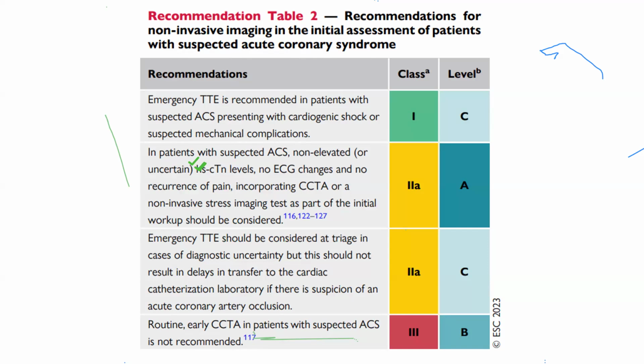Emergency TTE should be considered at triage in cases of diagnostic uncertainty, but this should not result in delays in transfer to the cardiac catheterization laboratory if there is suspicion of an acute coronary syndrome, if there is suspicion of an acute coronary artery occlusion. Routine early CT coronary angiogram in patients with suspected ACS is not recommended.